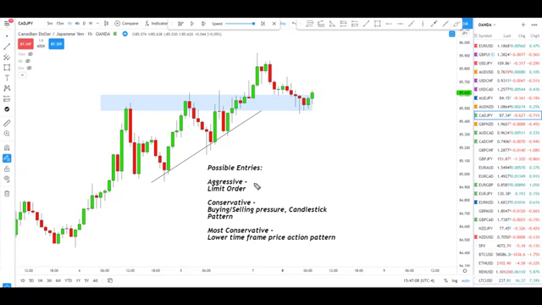So the most aggressive way to enter all of these patterns, they're all going to be the same, right? The trend continuation break and retest, the consolidation break and retest, and the rising and falling triangle break and retest patterns are all going to have the same types of entries. The most aggressive way by far to enter these types of patterns is just with a limit order halfway in your zone. So that would look like this.